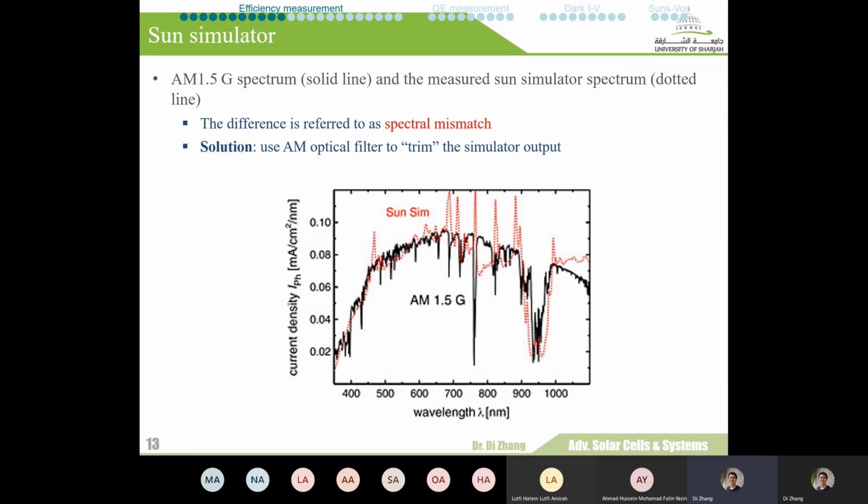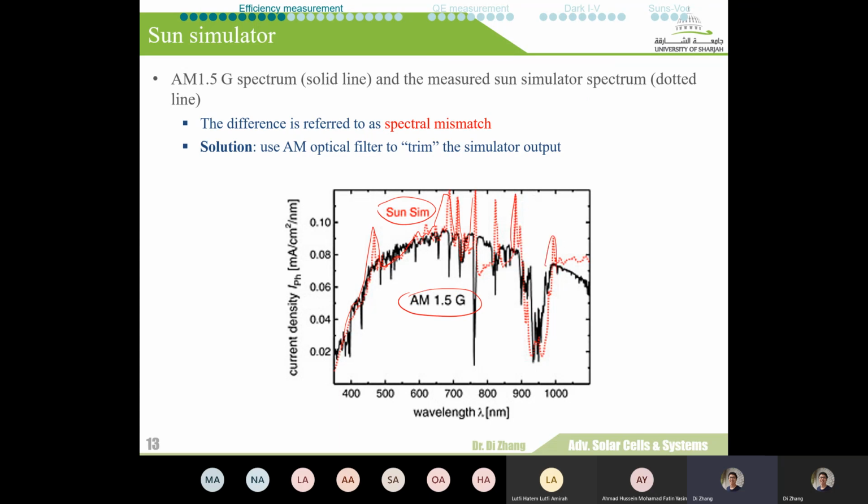So that is the idea for the solar simulator. Let me show you one example. Here, the dotted red line is the emission from a solar simulator lamp, and the black curve is from the AM 1.5 spectrum. You will notice that for many light sources, you are going to see these spikes from the lamp.